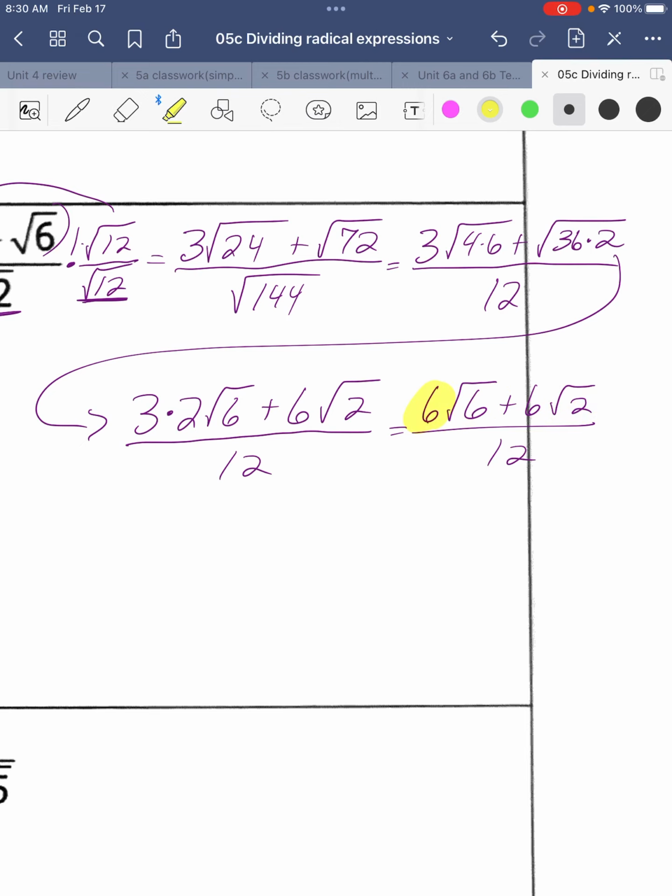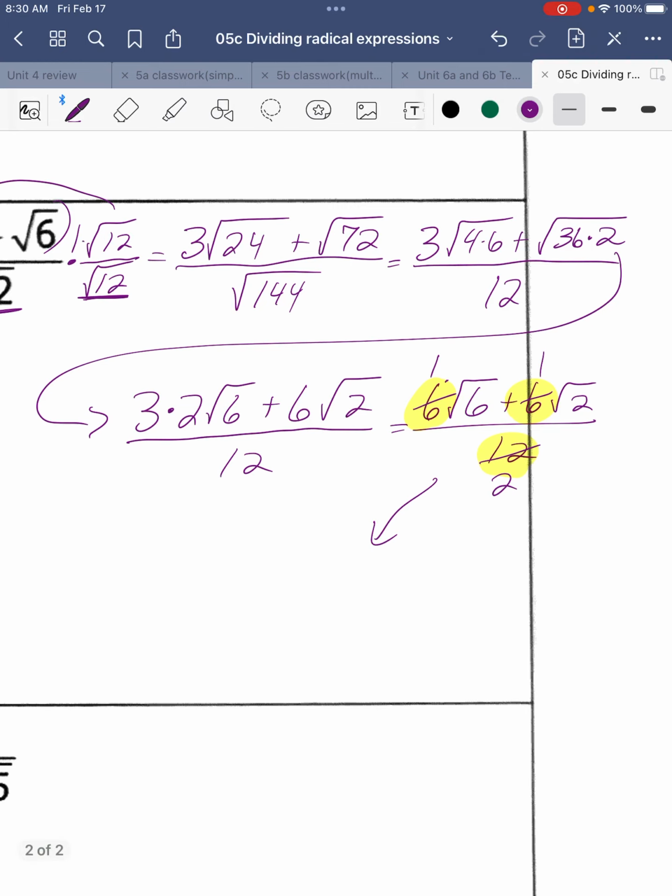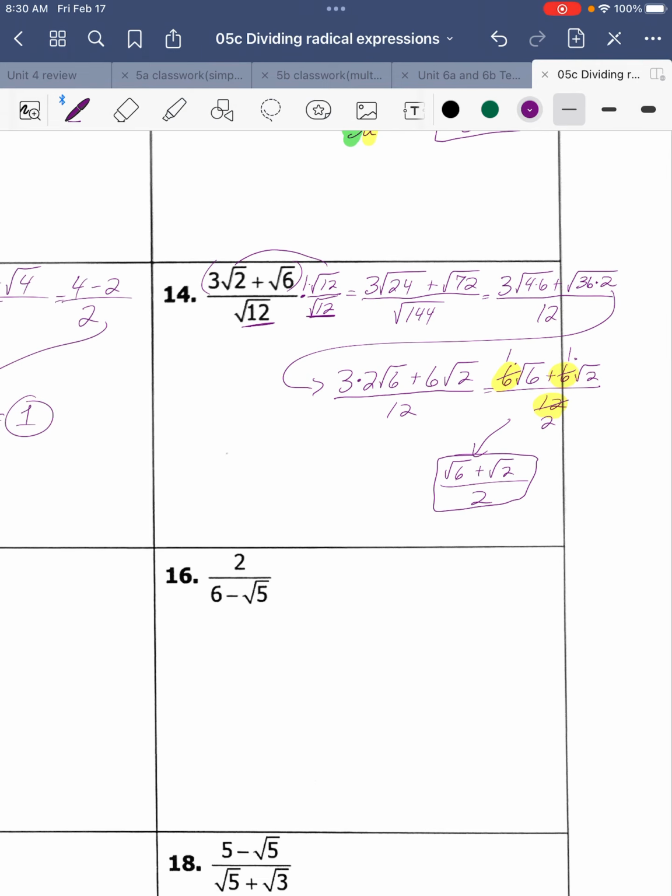Those are not like terms, but what we can do is our coefficients. 6, 6, and 12 are all divisible by 6. So we divide by 6, divide by 6, divide by 6. And our final answer is 1 times the square root of 6, which is the square root of 6, plus 1 times the square root of 2, which is the square root of 2, divided by 2. That is our final answer.